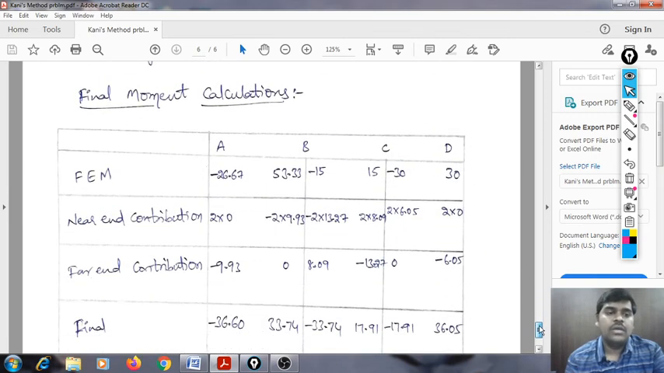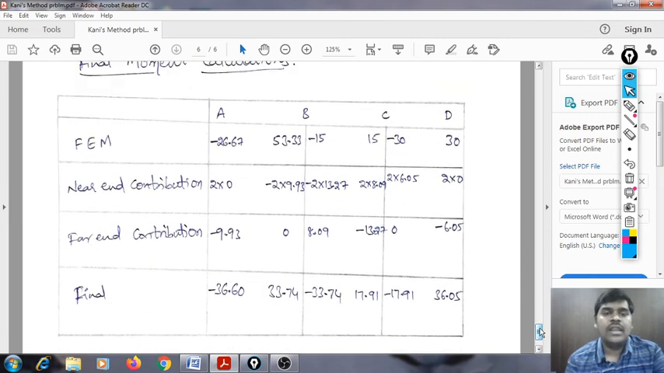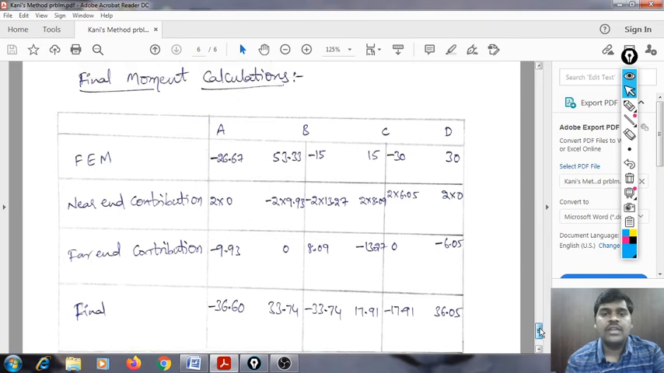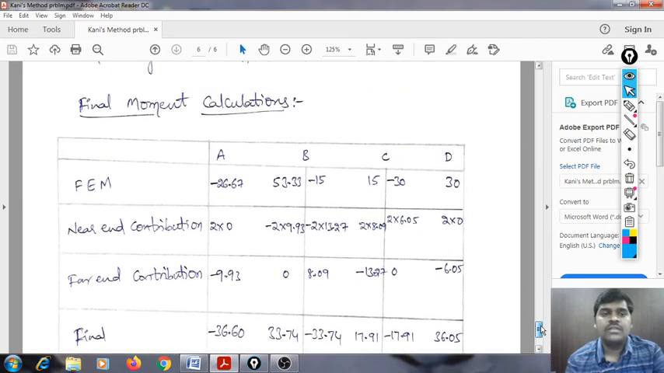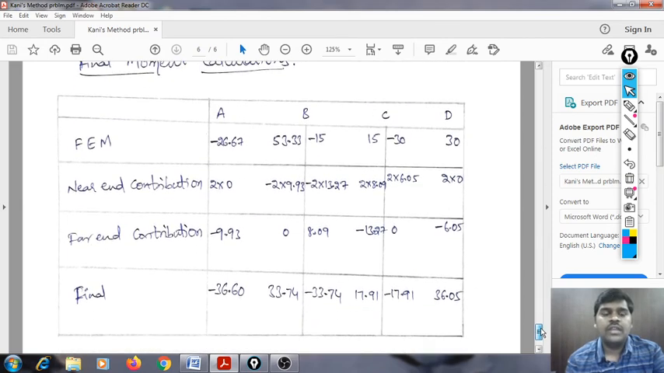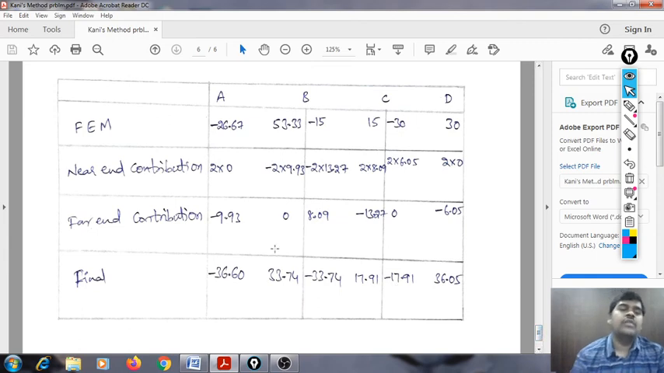Now the fixed end moments we are writing. The final moment calculations are done by using this tabular column. For that we already know the formula: the fixed end moment plus 2 times the near end contribution plus 1 time the far end contribution gives the total final moment.